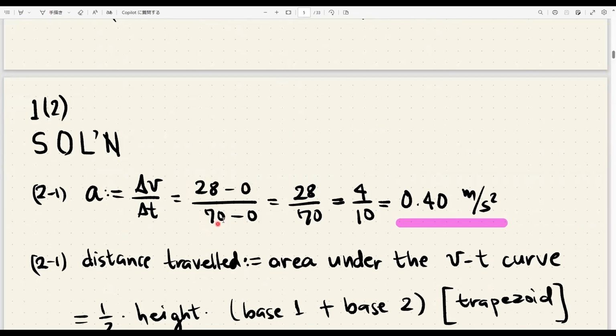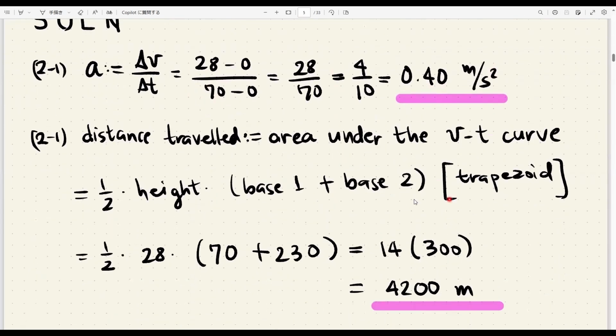The final time is 70. The initial time is 0. So you get this, and this simplifies to 28 over 70. You can cancel the 7 here. That becomes 4. The 7 here becomes 10. And this is 0.40 meters per second squared. Right. The second one is asking for the distance traveled.